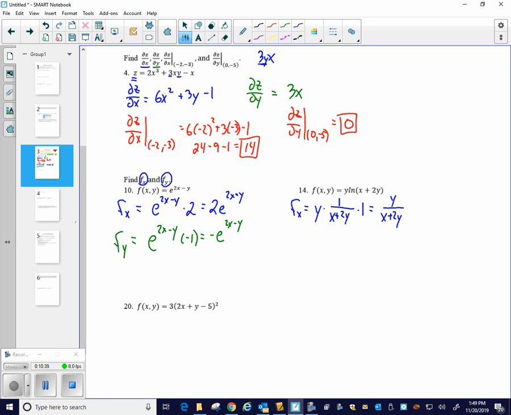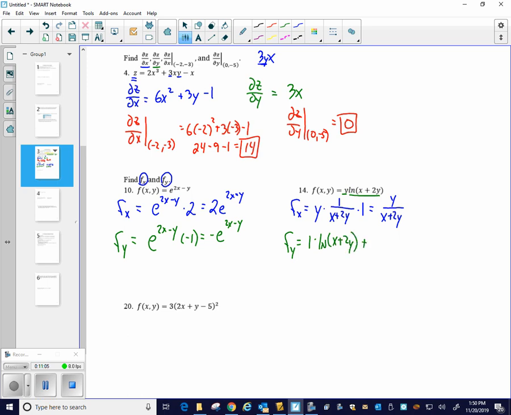And then f sub y. Now this is a product rule because I have a y here and I have a y within that. So I do have to use the product rule here. So the derivative of y is 1, that's the derivative of the first term, times the second term, which is ln of x plus 2y.